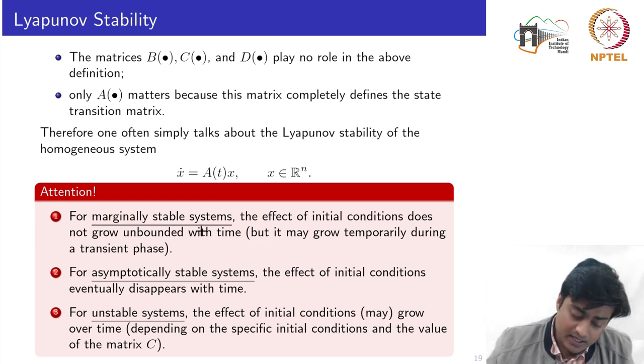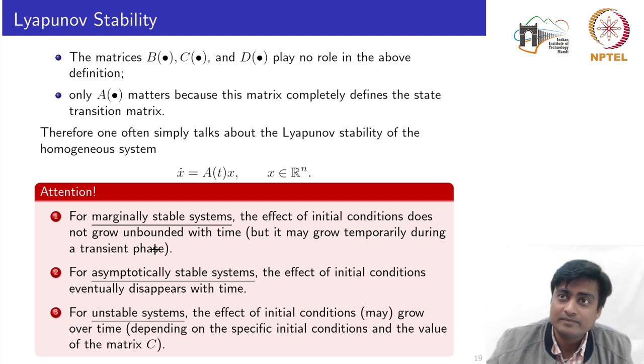So if you try to relate those definitions with the example we had considered, for marginally stable systems, what we are interested in is that the effect of initial conditions does not grow unbounded with time, but it may grow temporarily during a transient phase. So when we were computing the response of the system, it starts with some transients and settles down at some steady state. And the definitions we have introduced only speak about the steady state. Whatever is happening in the transient state, stability in general is not concerned with that.